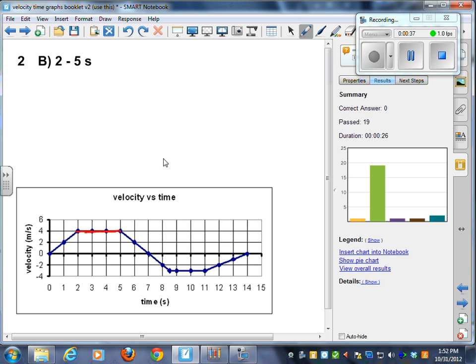Number 1, the slope is 0. Why did I get it wrong? I don't know. You didn't put 0. You got it wrong. You told me it was negative. Did you put 0 for number 2? Well, that's why you got it wrong. 1 is 2. 2 is 0.